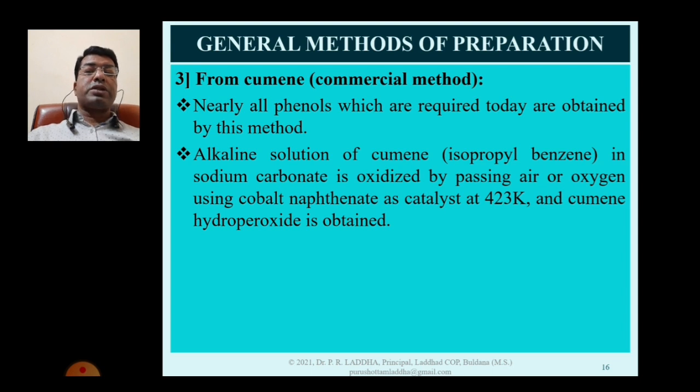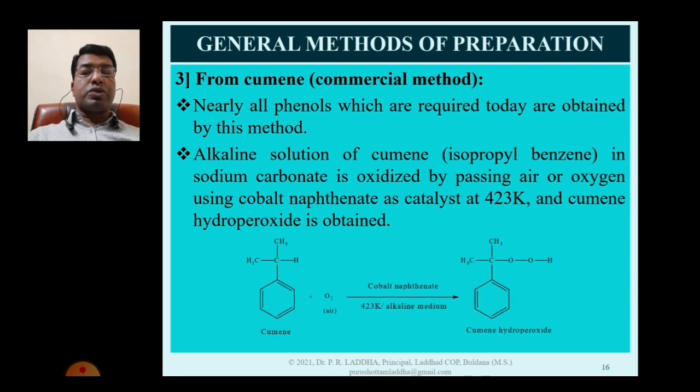So here it is also a two-step reaction. In the first step, alkaline solution of this cumene, that is isopropyl benzene. So you can see in the reaction, isopropyl group is attached to the benzene, that is called as isopropyl benzene or cumene. So when that cumene is oxidized by passing air or oxygen using cobalt naphthenate as catalyst at 423 Kelvin temperature, that will give us cumene hydroperoxide in the first step.